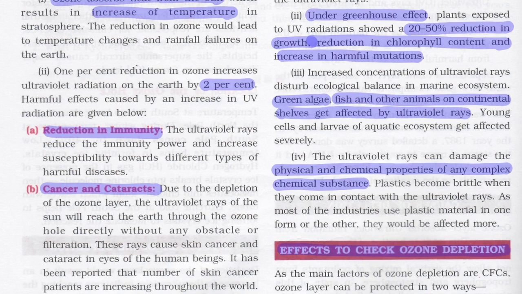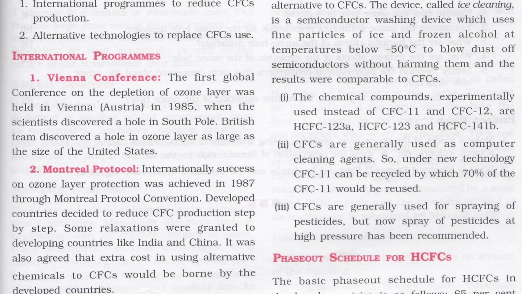Some steps to check ozone depletion. The main factors of ozone depletion are CFCs, and the ozone layer can be protected in two ways: international programs to reduce CFC production, and alternative technologies to replace CFC use. International programs. Vienna Conference. The first global conference on the depletion of the ozone layer was held in Vienna, Austria in 1985, when the scientists discovered a hole in the South Pole.